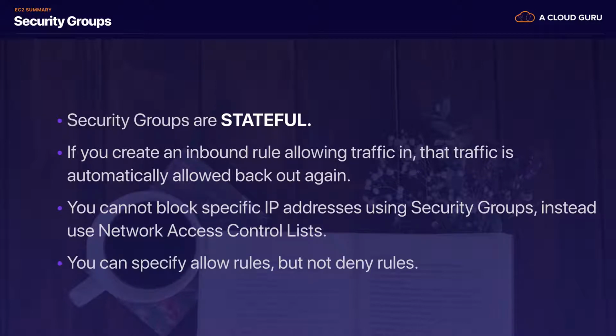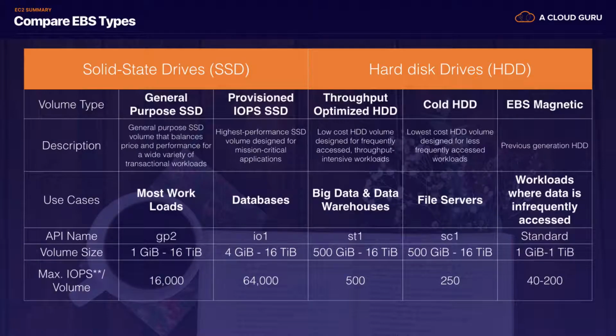And you can always specify allow rules with security groups, but not deny rules. Then we looked at EBS. These are the different EBS types. So we've got general purpose SSD, or GP2. We've got provisioned IOPS SSD, which is IO1. So those are our two different flavors of SSD.